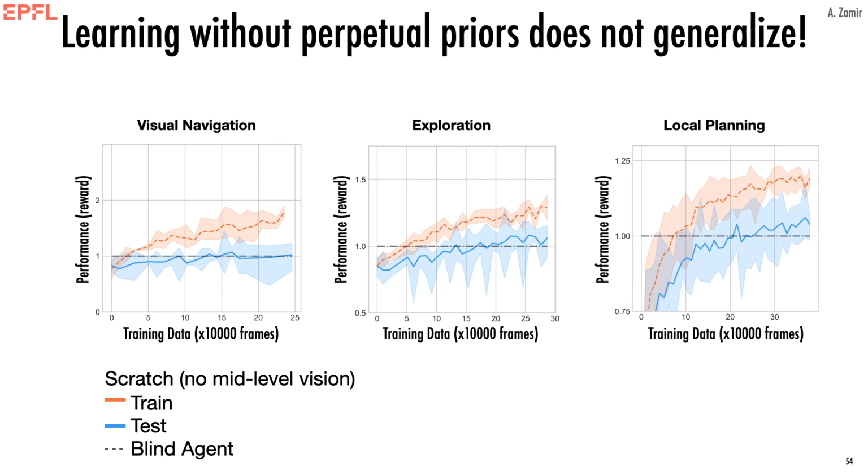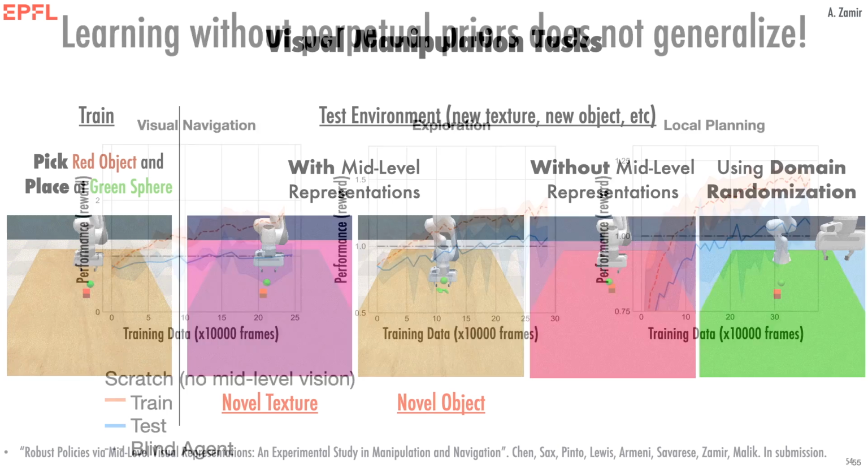And the story remains the same for the other task as well. But when you look at these curves using visual priors, they actually remain high, remain close to the training set, which means using the visual priors actually helps you with generalization.